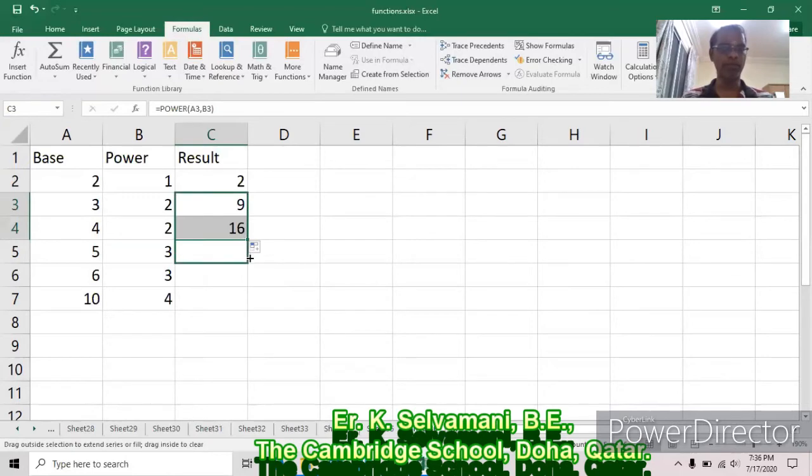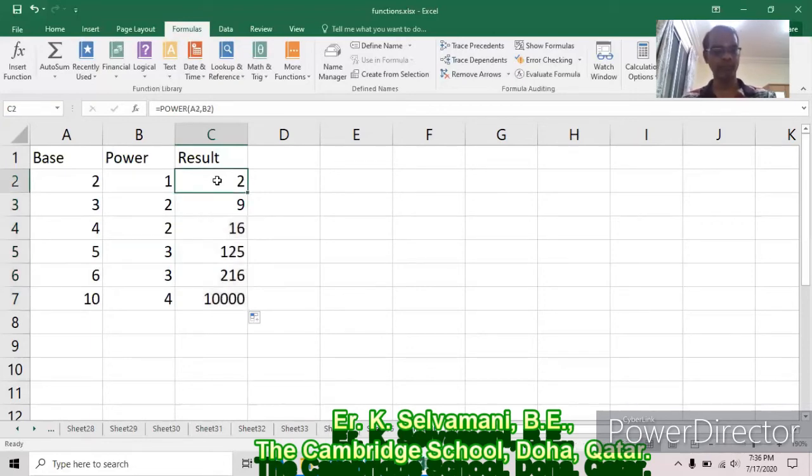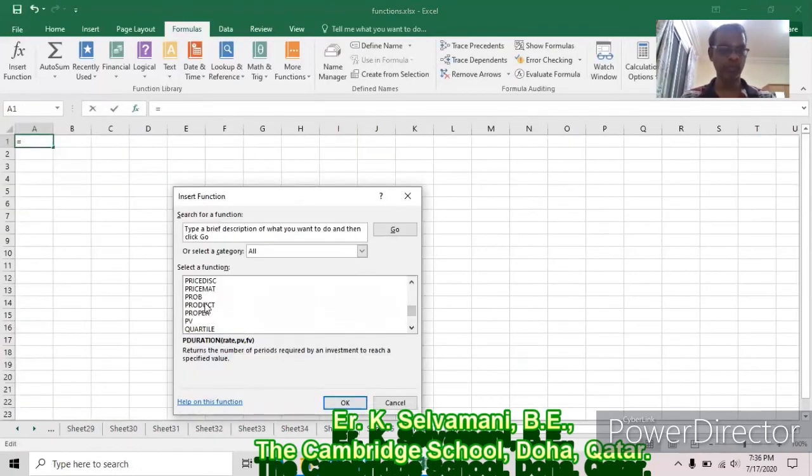5 multiplied by 5 multiplied by 5, otherwise 5 cube, otherwise 5 to the power of 3. 5 into 5 is 25. 25 into 5 is 125. We can drag it here. Here it is easy, 10 to the power of 4. After 1, we have to put 4 zeros. Or 10 multiplied by 10 multiplied by 10 multiplied by 10. We got 10,000. This is the usage of power. It's also very simple. First value is the base. Next one is the power.